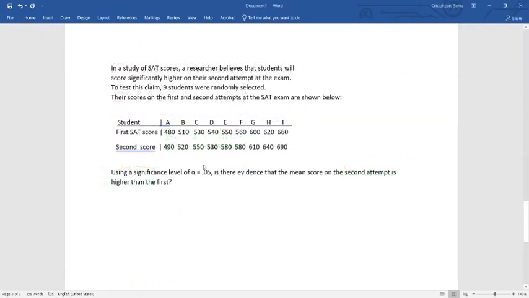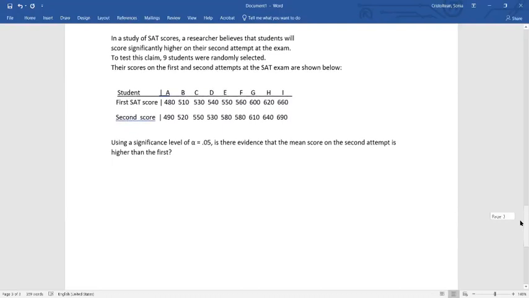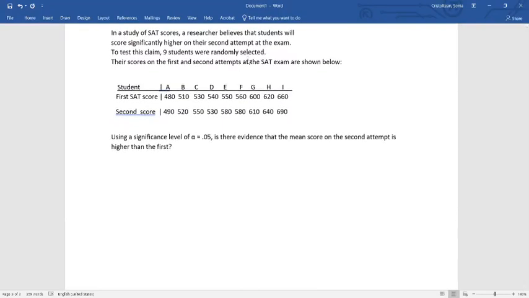In a study of SAT scores, a researcher believes that students will score significantly higher on their second attempt of the exam. To test this claim, 9 students were randomly selected. Their scores on the first and second attempt of the SAT exam are shown below. So on the first row, we have the first attempt. On the second row, we have the second attempt for these 9 students. Use the significance level of alpha equals 0.05 to see if there is enough evidence that the mean score of the second attempt is higher than the first attempt. So this is the claim.